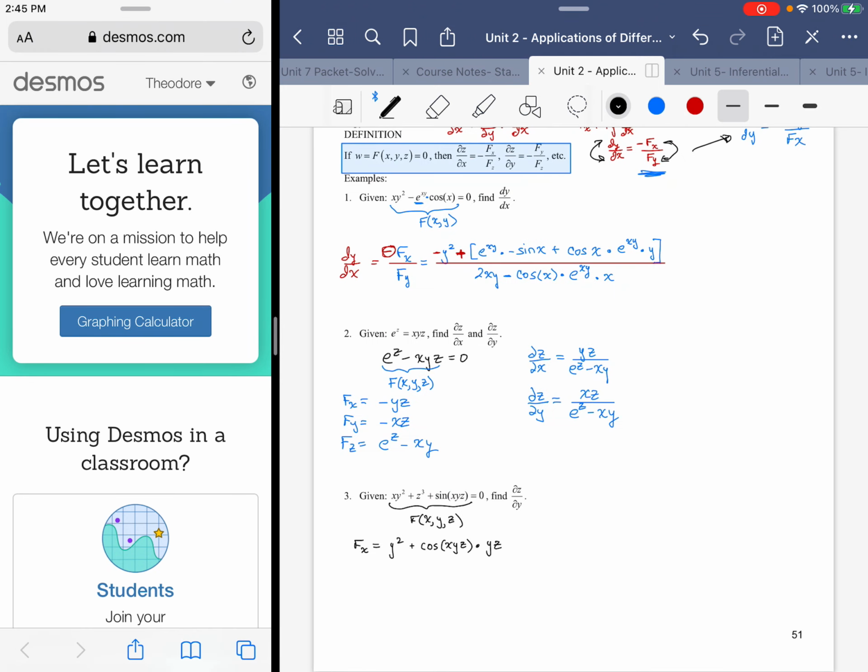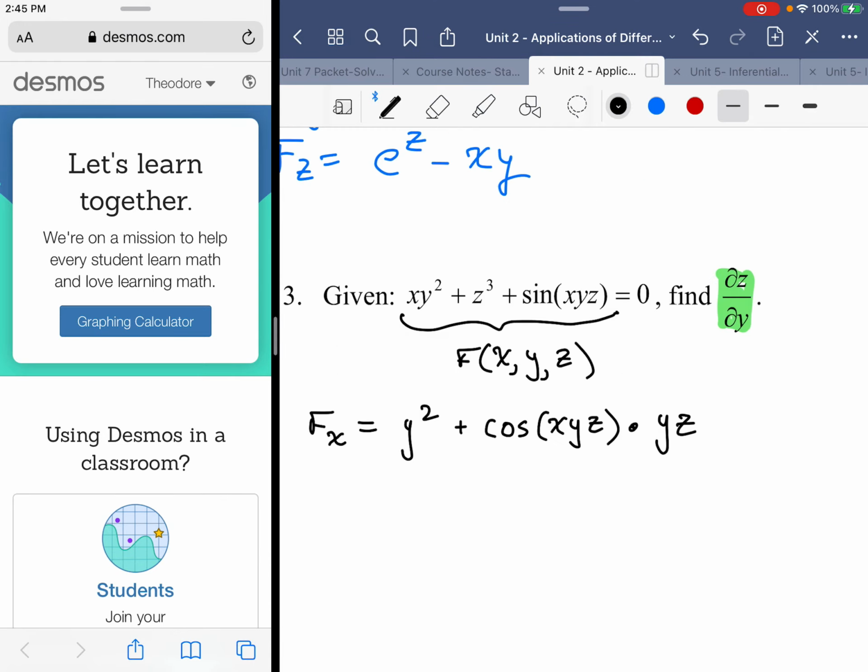Just thinking here, it probably would have made a lot more sense if I actually read the problem before I started working, because it says partial with respect to y. So it's only this case that's relevant. So I actually didn't need to do what I just did. That being said, it's good practice, I guess.